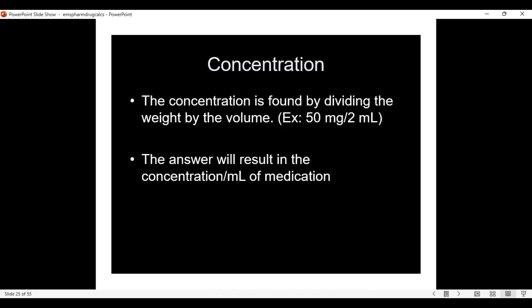Now let's talk about concentrations. This is the concentration found by dividing the weight by the volume. So for example, 50 milligrams in 2 mLs. And the answer will result in that concentration. So in that, it would be 25 milligrams per ml, right? So we divide that by that.